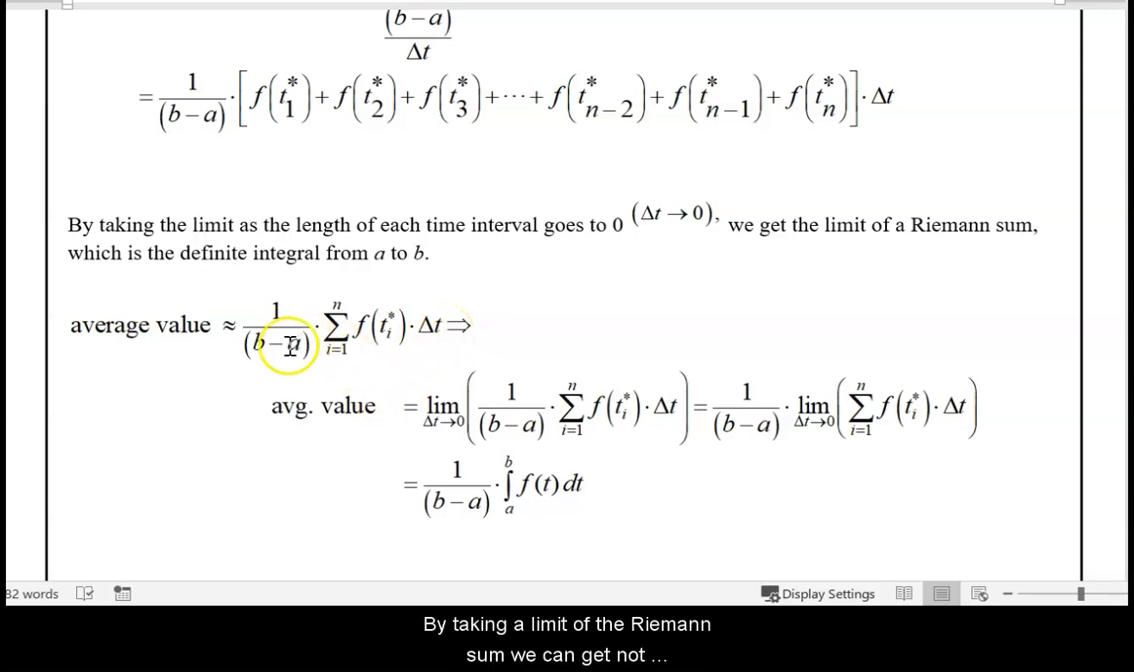By taking a limit of the Riemann sum, we can get not an approximation for the average value, but the true average value. This leads, of course, to the average value being equal to 1 over the quantity b minus a times the definite integral from a to b of f of t dt.